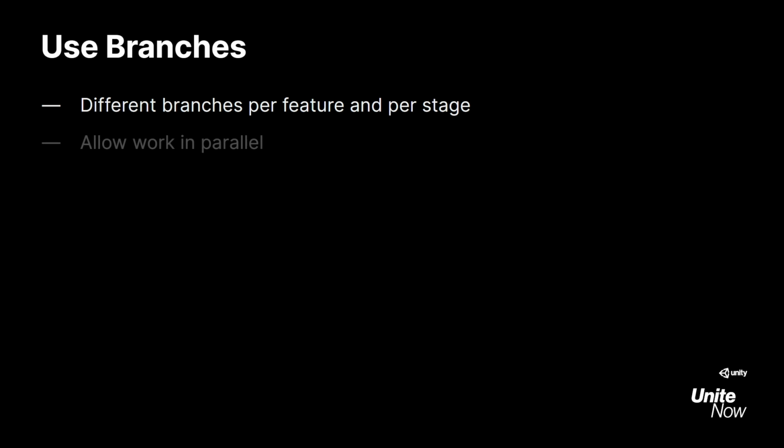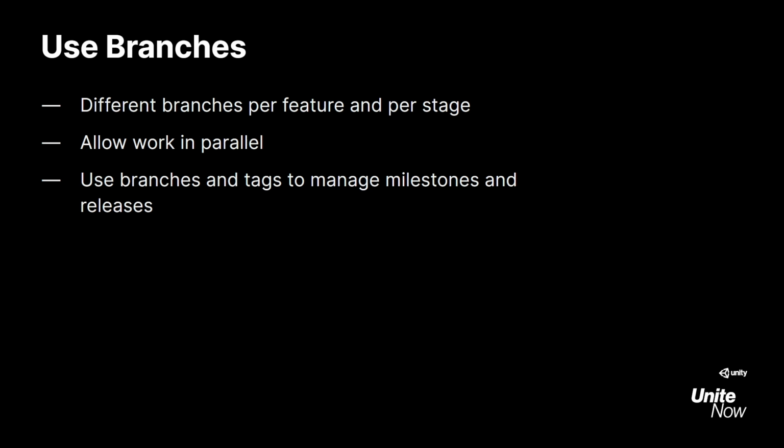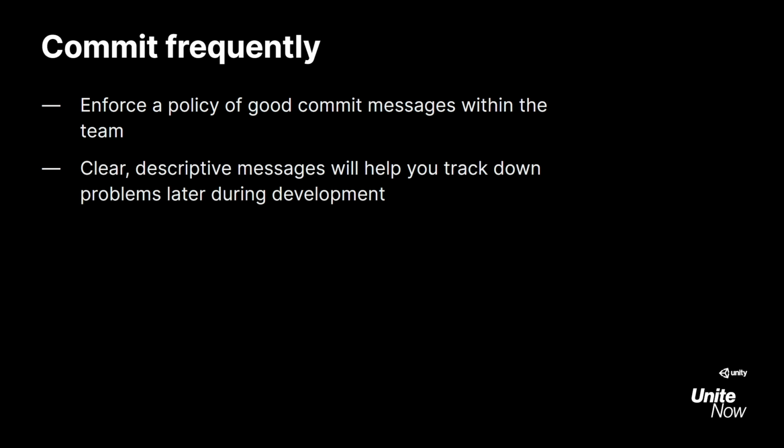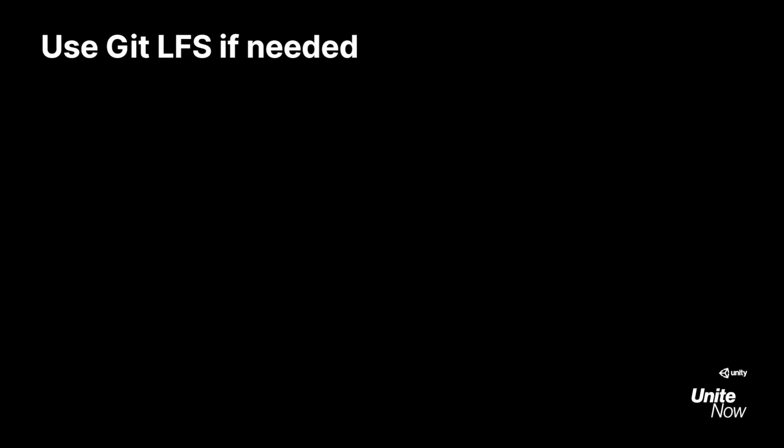Branches allow you to work in parallel, and you can use branches and tags to manage milestones and releases. Now, a tag is like a branch, but once it's created, it doesn't change and can't have any more commits. Commit frequently. Enforce a policy of good commit messages within the team, which means that these commits should be clear, descriptive messages that will help you track down problems later during development. It also becomes easier to revert and undo, so you can revert back to a certain stage of the project easily.